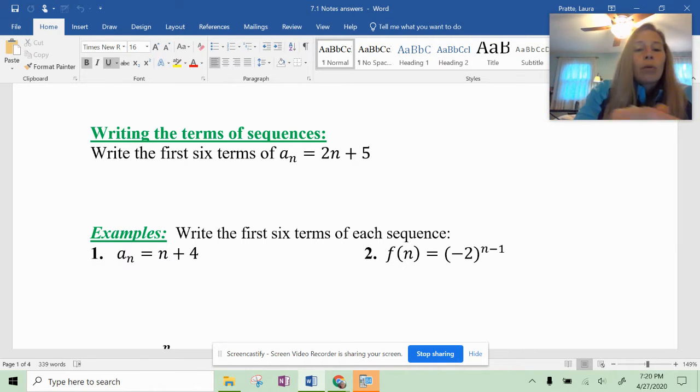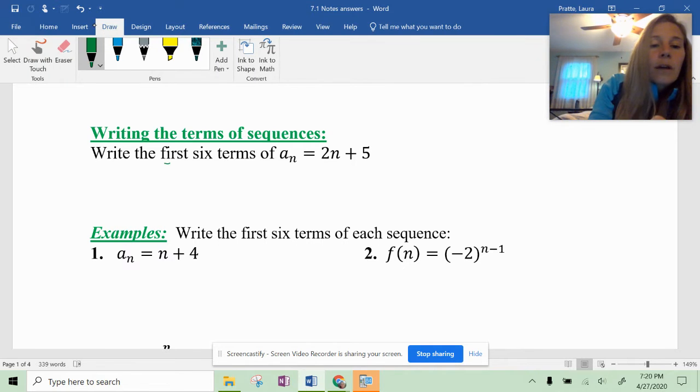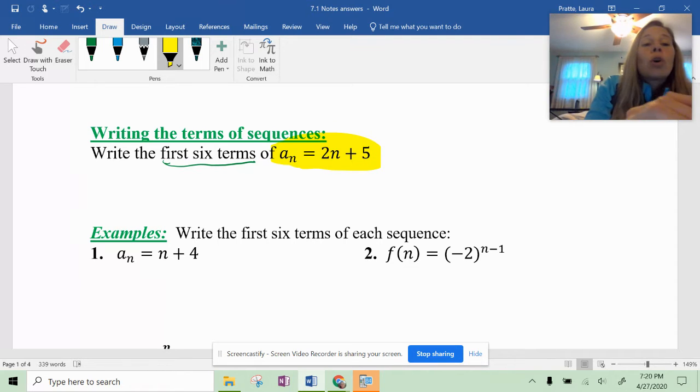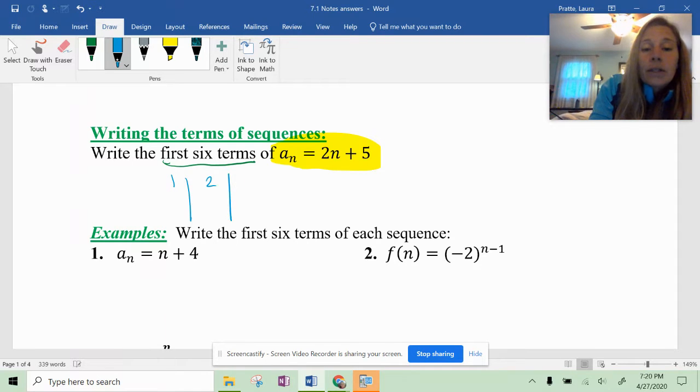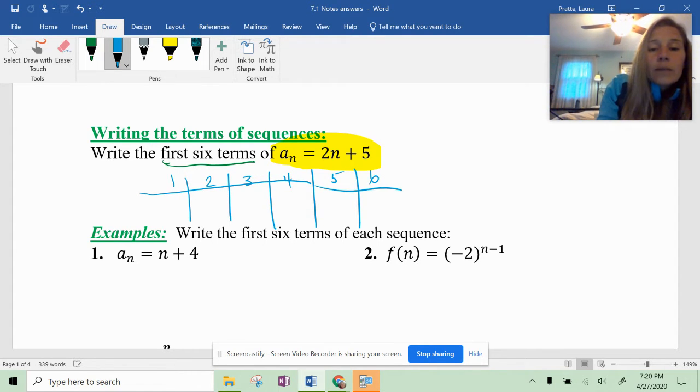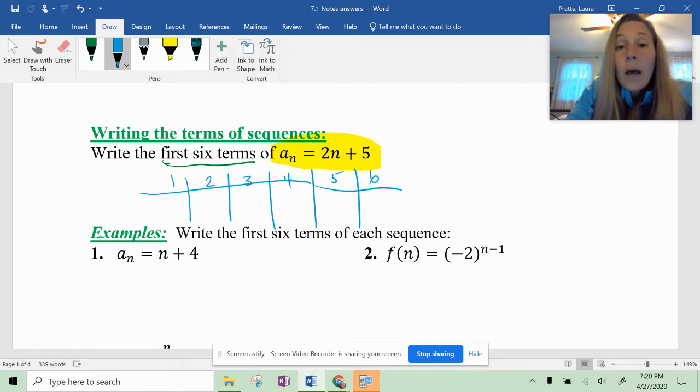Okay, so if I were to write the first 6 terms of this sequence here, this is the formula that we're using. So the first 6 terms tells me that I have to plug in, for my inputs, the numbers 1 through 6. That's essentially what that means. So if it helps to keep it organized by making an input-output table setup, that might be something that you want to do. Otherwise, you can just list them. So I'm going to show you how to do it this way, and then I'll show you how you could list the answer.